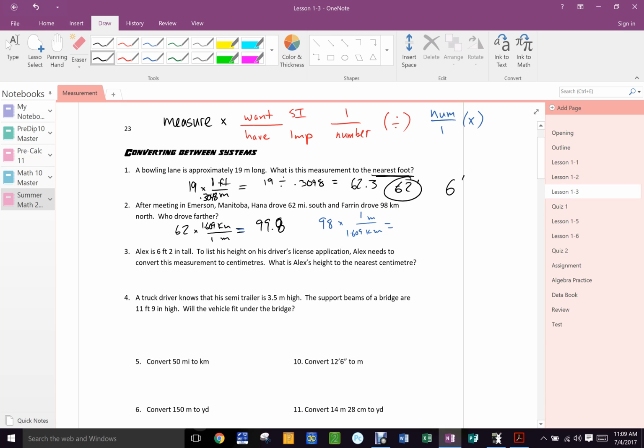99.8. So Hannah drove 99.8 miles, so Hannah drove further. Or I can convert Farron and get 61, right? Everybody cool?